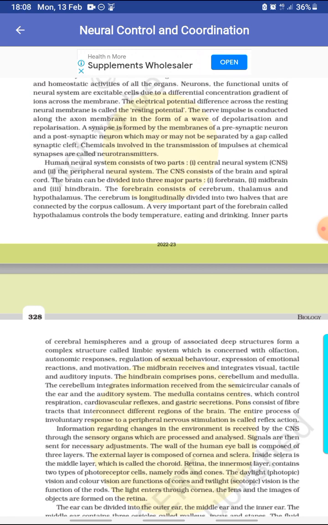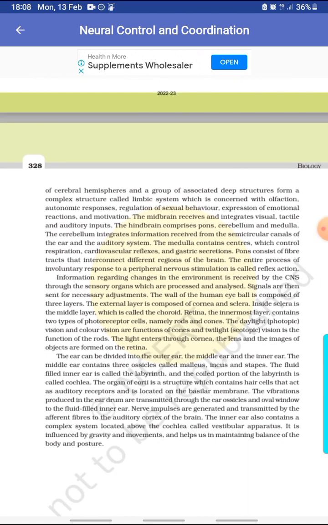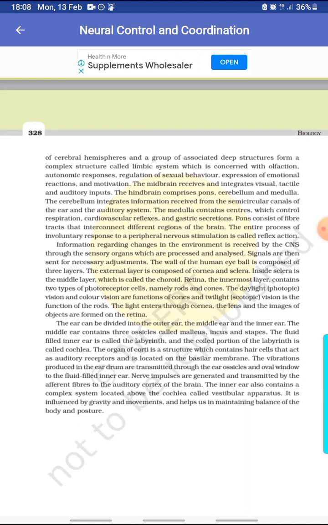Inner parts of the cerebral hemispheres and a group of associated deep structures form a complex structure called the limbic system, which is concerned with olfaction, autonomic responses, regulation of sexual behavior, expression of emotional reactions, and motivation. The midbrain receives and integrates visual, tactile, and auditory inputs. The hindbrain comprises the pons, cerebellum, and medulla.